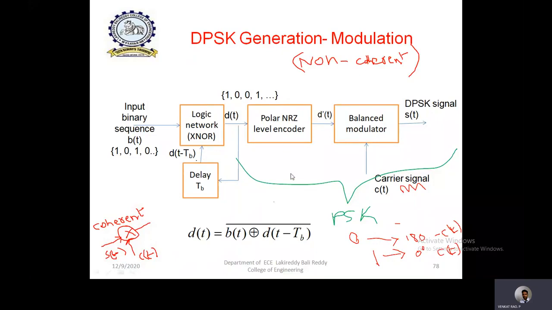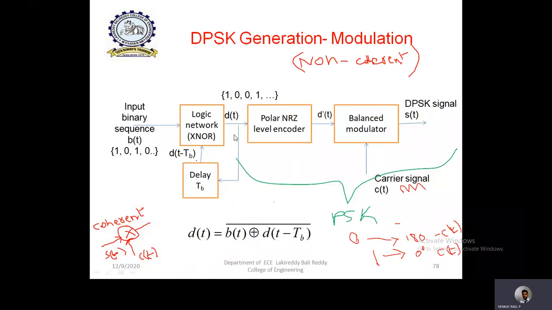Another advantage of DPSK compared to PSK is that the bandwidth is reduced when compared to PSK, and also the implementation is somewhat accurate, right? So because of these advantages, we are going for DPSK modulation compared to PSK. So let us observe this block diagram.